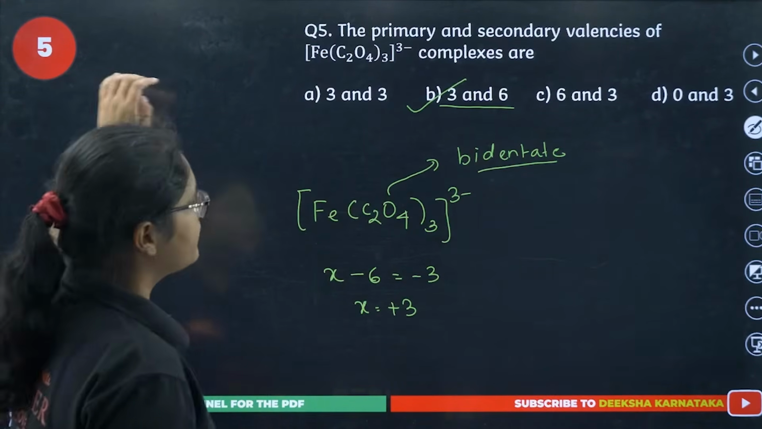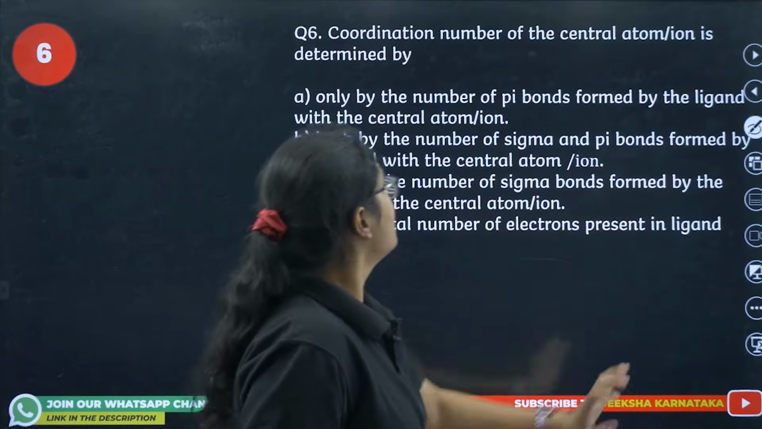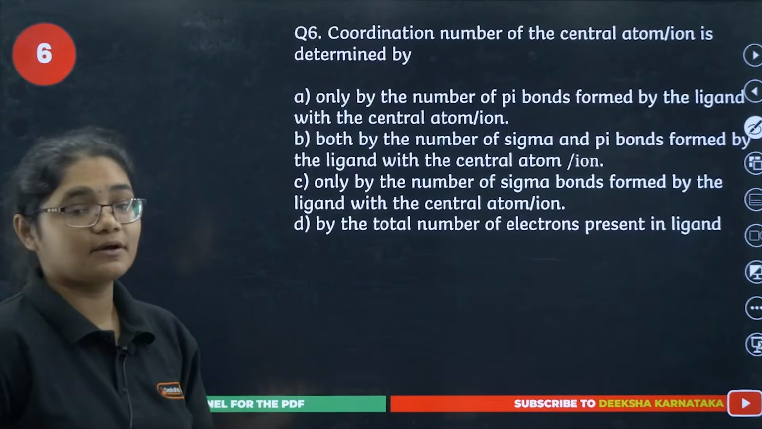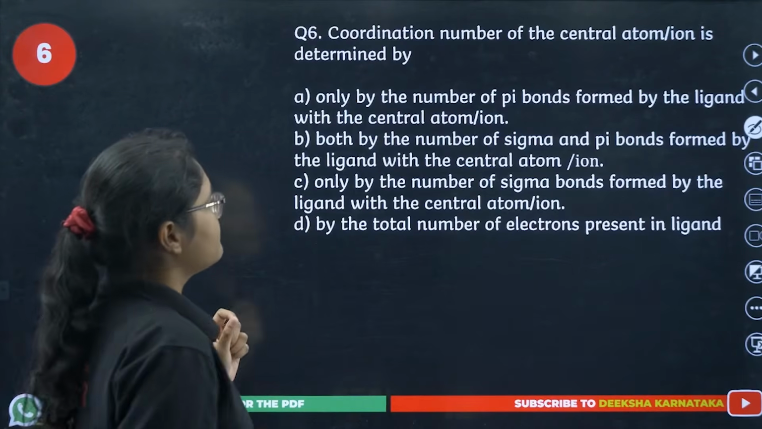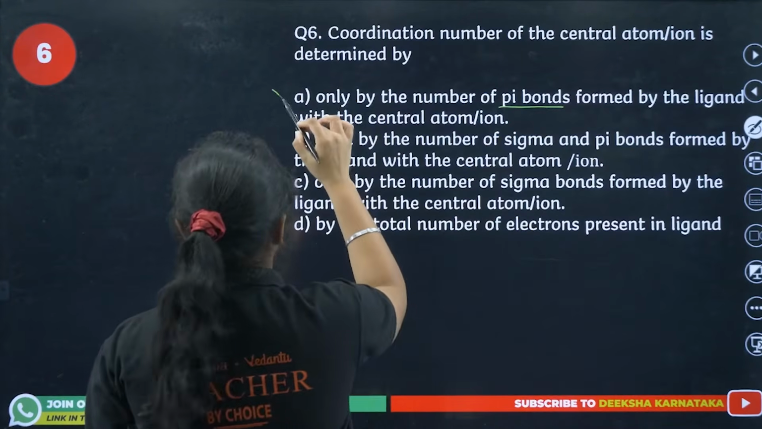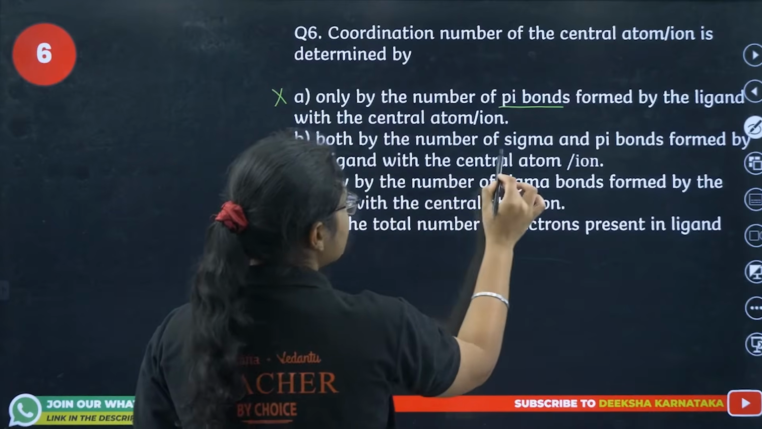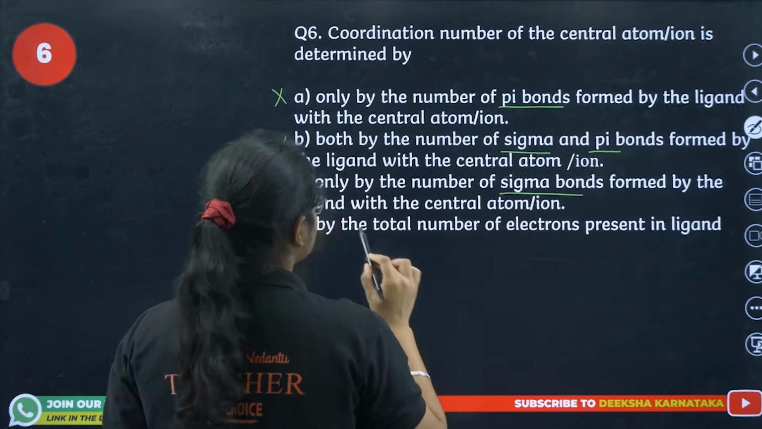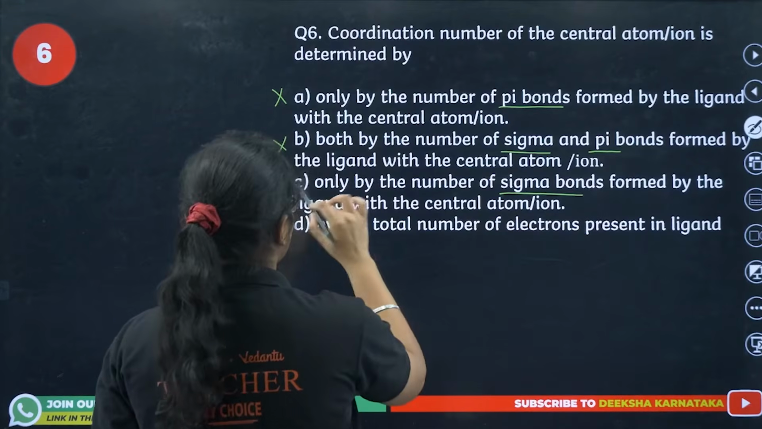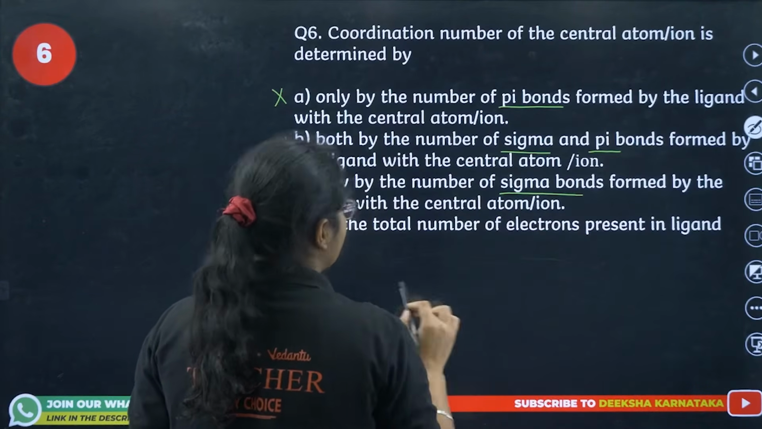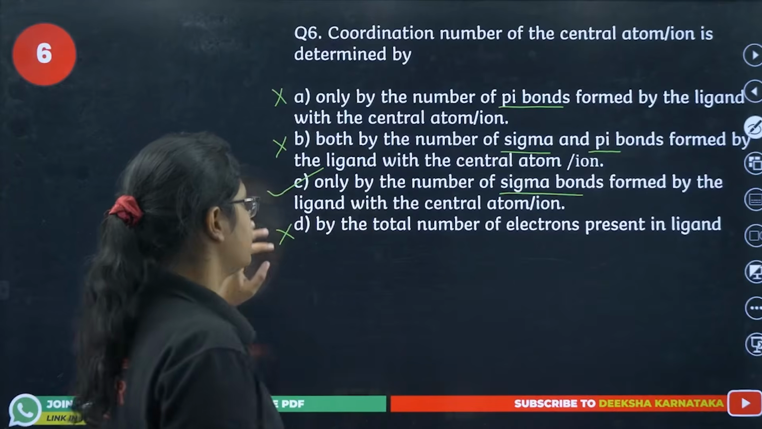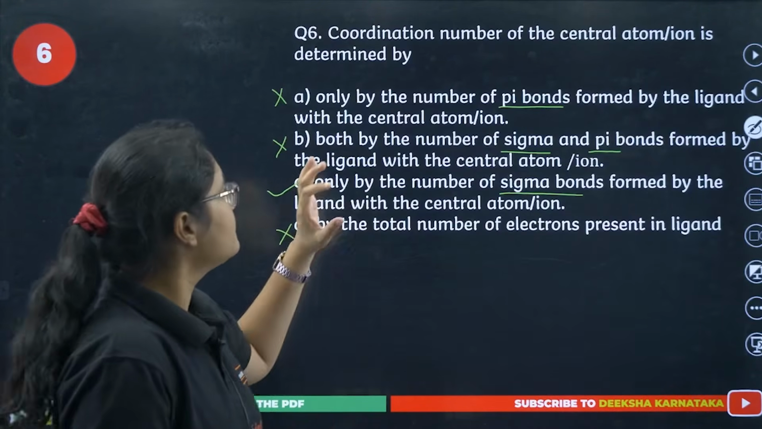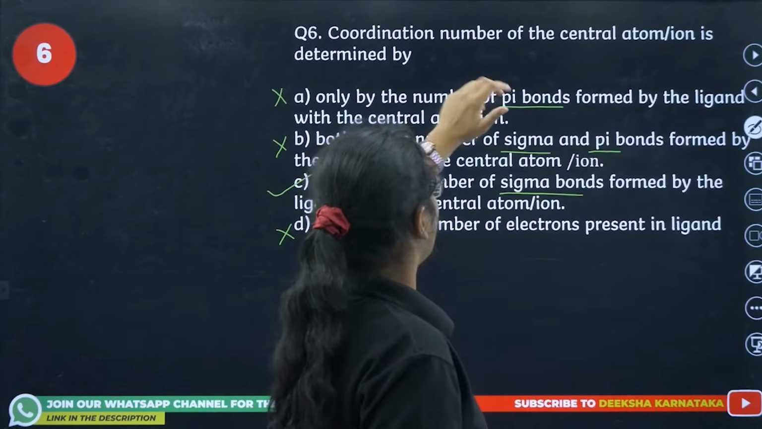Next, moving to question number 6 here. The coordination number of the central atom or ion is determined only by the number of pi bonds? No, it is determined by sigma bonds. Both by the number of sigma and pi bonds? No. Only by the number of sigma bonds formed by the ligand with the central atom? Yes. By the total number of electrons present in the ligand? No. So only by the sigma bonds we can determine the coordination number of the metal.